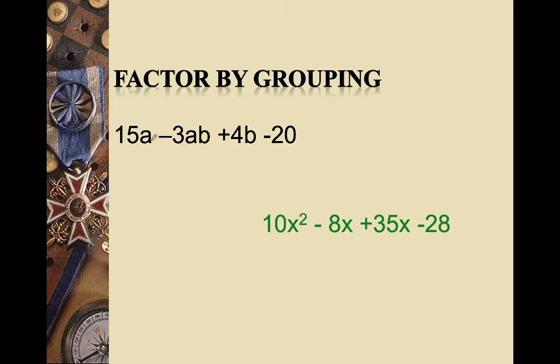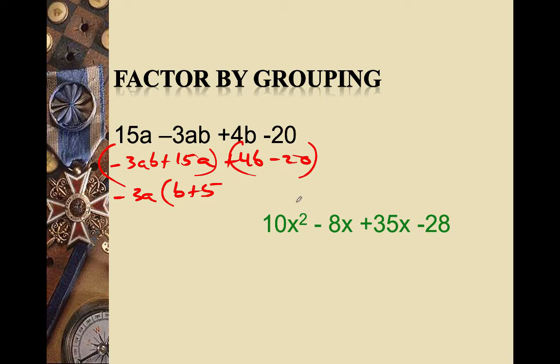Same idea here. Again, I have an a term and then an ab term, and then a b term right there. I'd maybe spin these first two around: negative 3ab plus 15a plus 4b minus 20. So I like to get them so they kind of associate properly. And now I'm going to factor this. I'm going to take a negative 3a out, and I'm going to be left with b plus 5. And then I'm going to take a 4 out, and I'm going to be left with b.